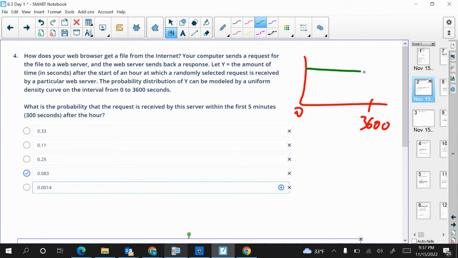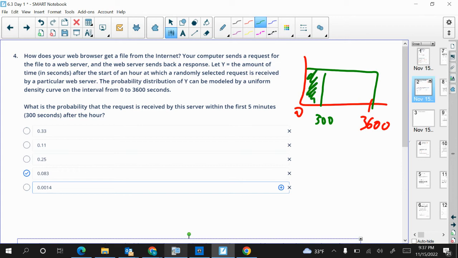And we know it's a uniform density curve. Boom. What's the probability that the request is received by the server within the first 5 minutes, or what is 300 seconds? So it's in the first hour. Doesn't matter. So we're looking for this area.